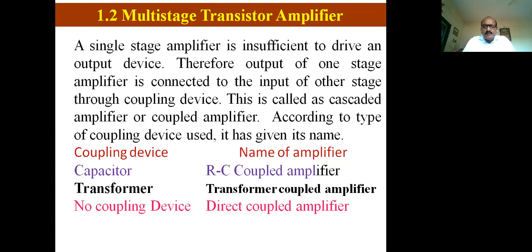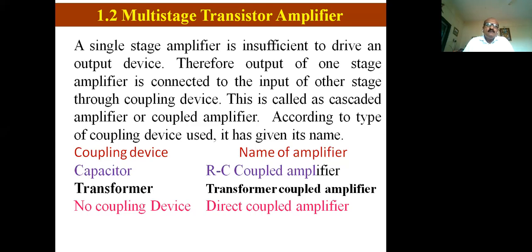Because a single stage amplifier, only one amplifier, is inefficient to drive the output device, the speaker, it is essential to connect the output of one stage to the input of another stage through a coupling device. This is called a coupled amplifier. It is also called a cascaded amplifier. And according to which coupling device is used, the name is given to this cascaded amplifier.